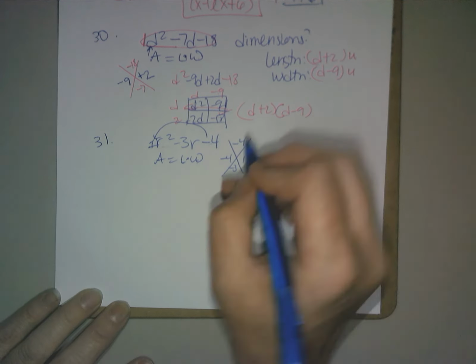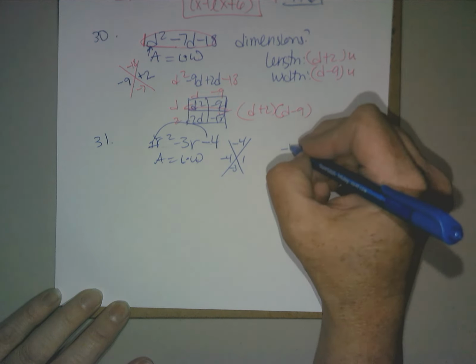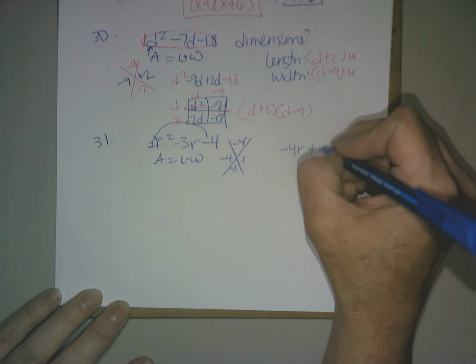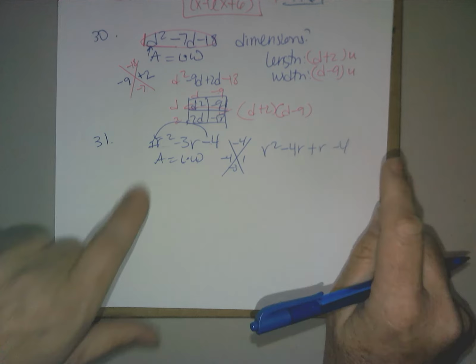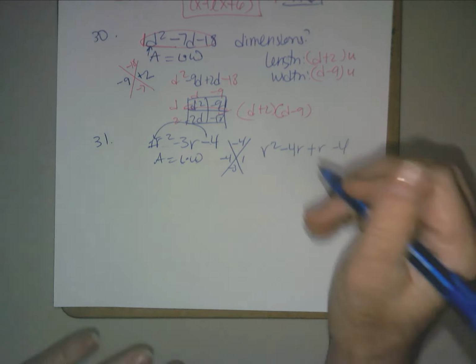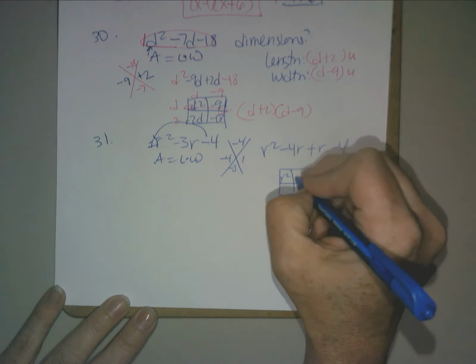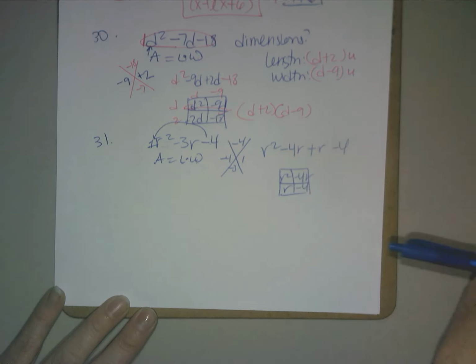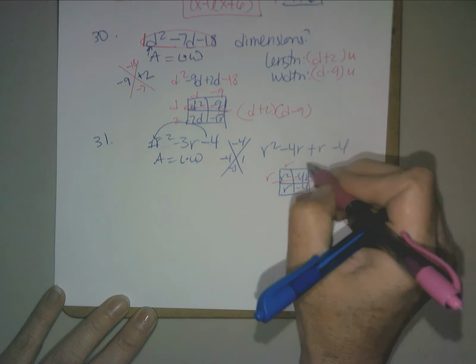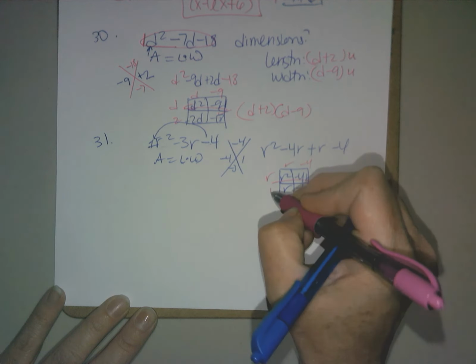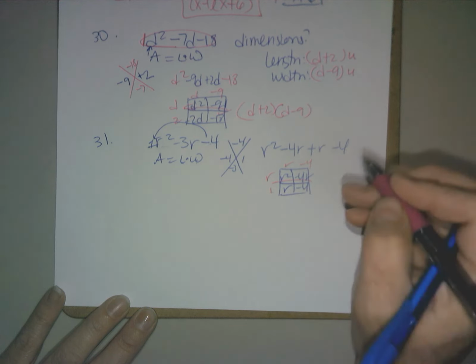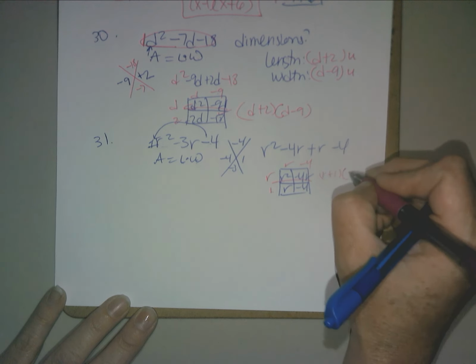So the whole reason we found that negative 4 and that 1 was to expand the middle term, but my r squared and my negative 4 stay the same. So I get r squared minus 4r plus r minus 4. GCF of the top line, make sure everything multiplies in. Does 1 times negative 4 equal negative 4? Yes. So I get r plus 1 times r minus 4.